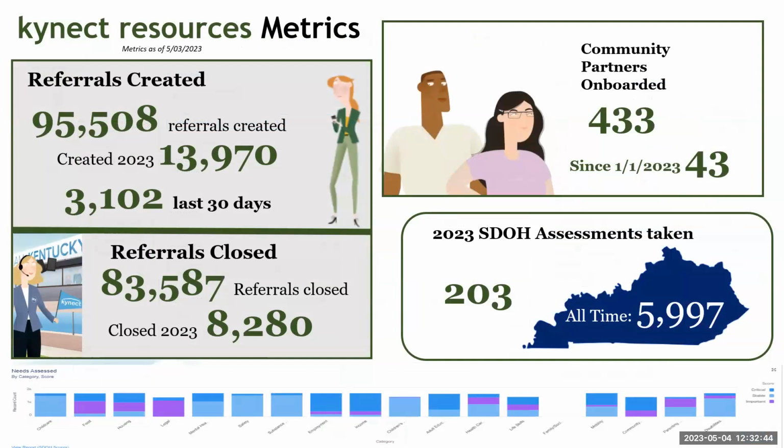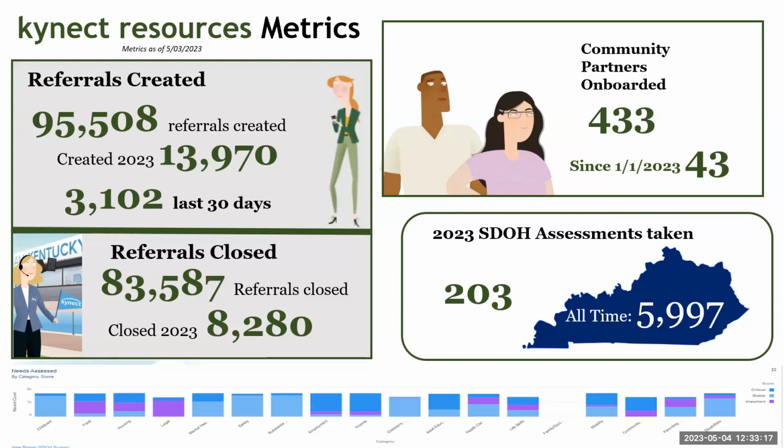And just quickly, I want to share some metrics. We've had close to 100,000 referrals created in Kynect Resources, almost 14,000 so far this year, and just in the last 30 days, about 3,100. Closing referrals, we have closed so far about 8,280, meaning that outreach has been conducted. We know whether that resident received or was provided the resource or not. We have about 433 organizations who are onboarded.